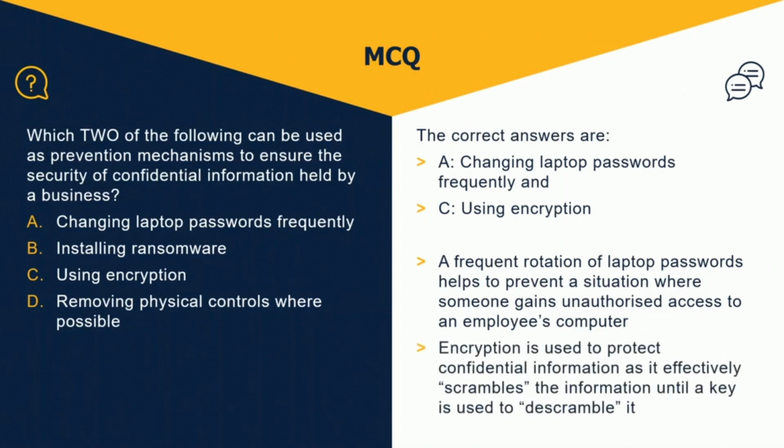Encryption is used to protect confidential information. It effectively scrambles all of the information being transmitted until a key is used to descramble it. And this is used commonly in apps like WhatsApp, which prides itself on encrypting all of its messaging.